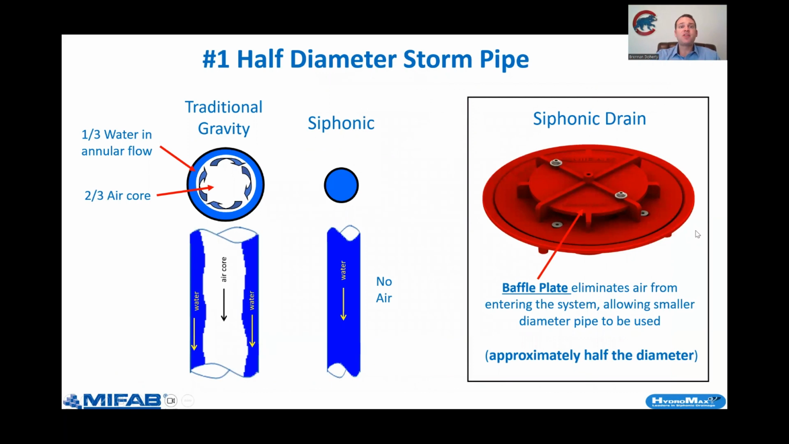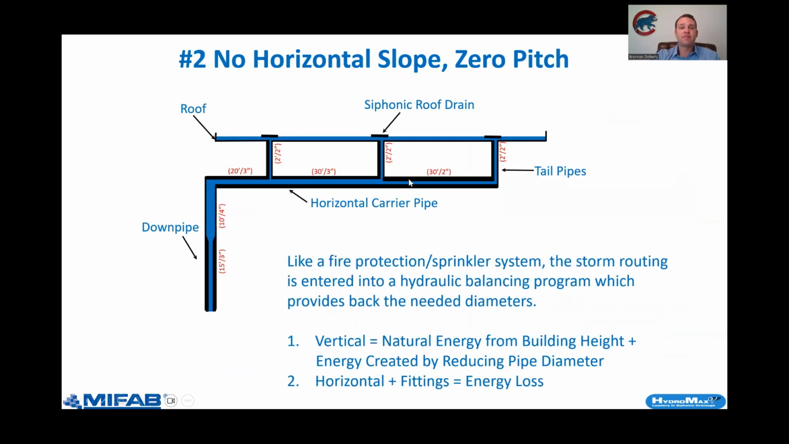The first major difference and advantage of a siphonic system is it allows you to use roughly half the diameter storm pipe. So where you're running an 8-inch gravity, it can be a 4-inch siphonic line. Why is that the case? Traditional gravity drainage requires 2/3 air mixing with 1/3 water in order to efficiently transport through that system. With a siphonic drain, we're actually going to introduce a baffle plate over top, which is going to eliminate air from entering that pipework. Because we don't have the air in there, that's how we're getting that half diameter.